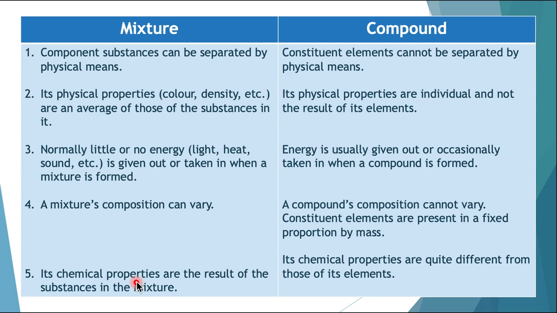When they both mix together, they form a color which is an average of the color of the two substances in it. The same is with the density, the mass. These are the physical properties. The chemical properties are the boiling point.